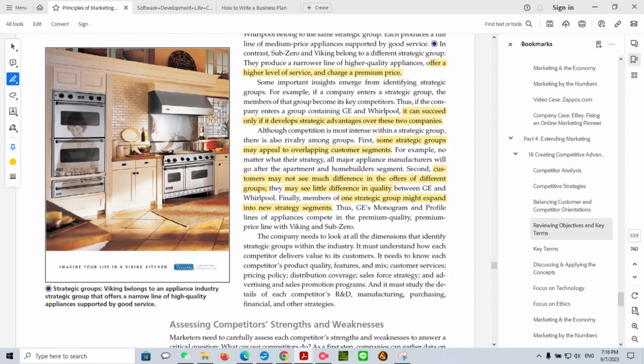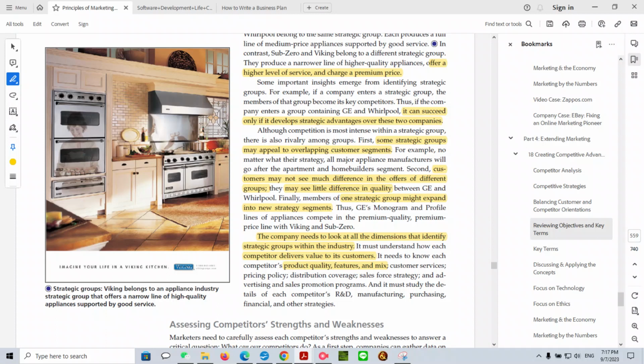The company needs to look at all the dimensions that identify strategic groups within the industry. Okay? You must understand how each competitor delivers value to the customers. Like I told you, that's the value proposition. You need to know each competitor's product quality, features, and mix. Not only that, we need to consider the value-added services such as customer service. We need to know the pricing policy, distribution coverage, sales force strategy, advertising, and sales promotion programs. Let's break that down for a moment.